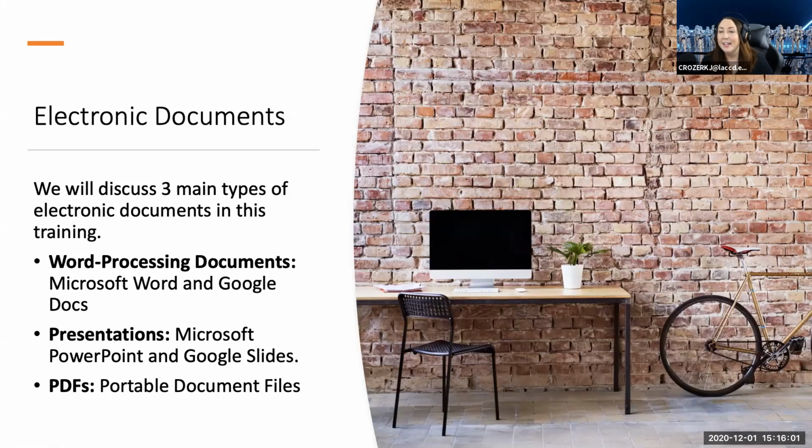So there are going to be three main types of electronic documents we're going to talk about in this training. The first one is word processing documents, so think Microsoft Word or creating something in Google Docs. We're going to talk about presentations, so think Microsoft PowerPoint, Google Slides. And then we're also going to talk about PDFs, which is just an acronym for portable document files.